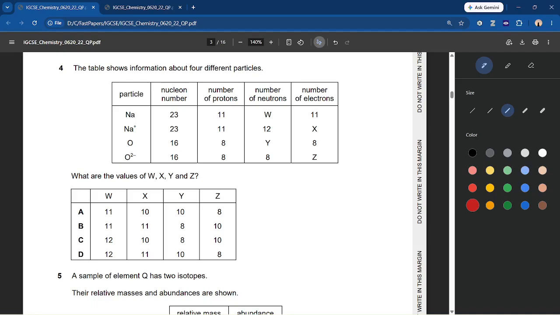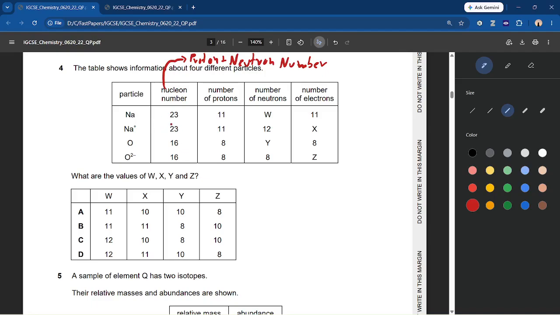The table shows information about 4 different particles. We've got the nucleon number. Nucleon number is your proton plus neutron number. Then you have the number of protons, number of neutrons, and number of electrons. So what are the values of W, X, Y, and Z?